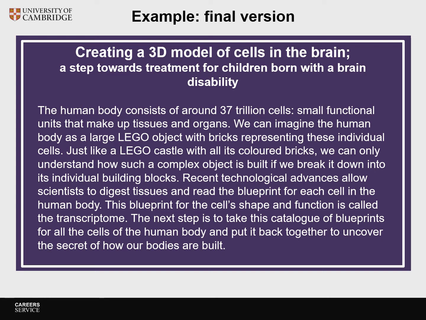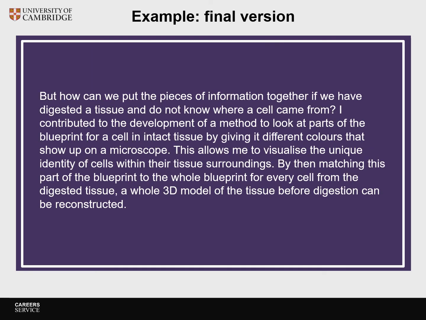Recent technological advances allow scientists to digest tissues and read the blueprint for each cell in the human body. This blueprint for the cell's shape and function is called the transcriptome. The next step is to take this catalogue of blueprints for all the cells of the human body and put it back together to uncover the secret of how our bodies are built. But how can we put the pieces of information together if we have digested the tissue and do not know where a cell came from?